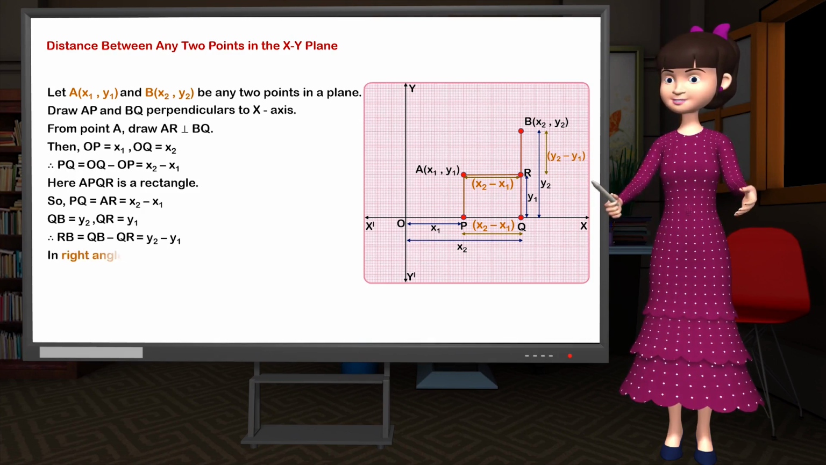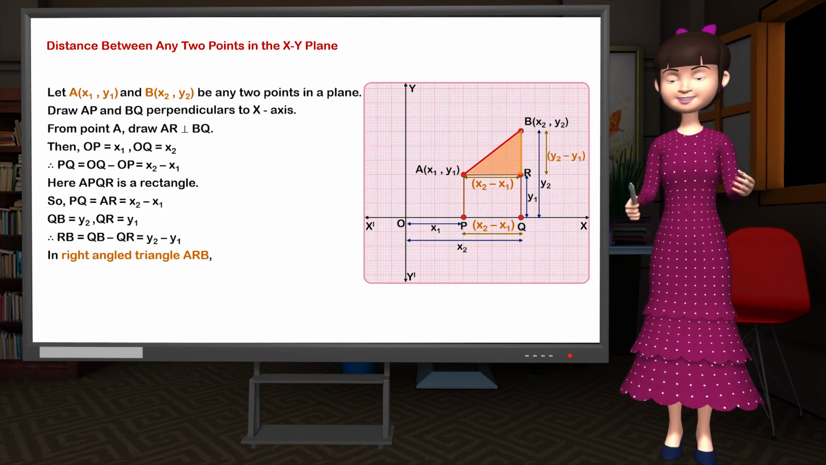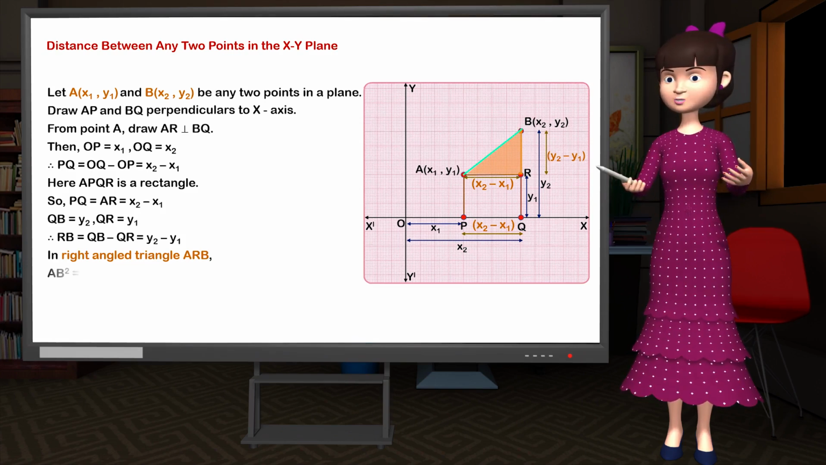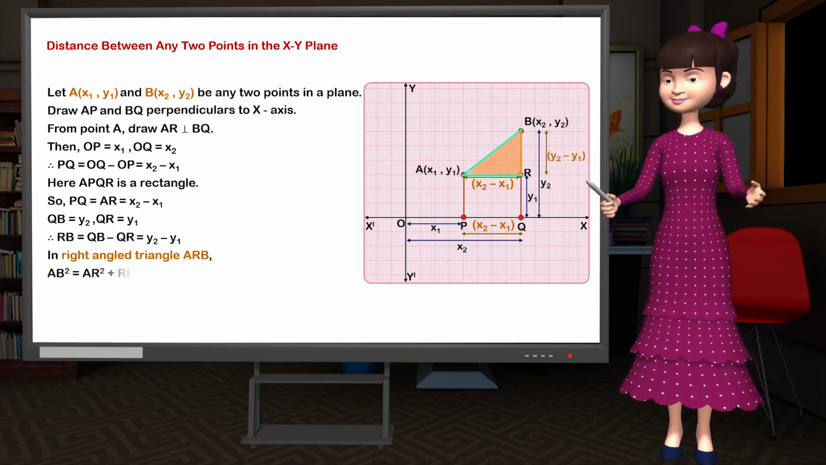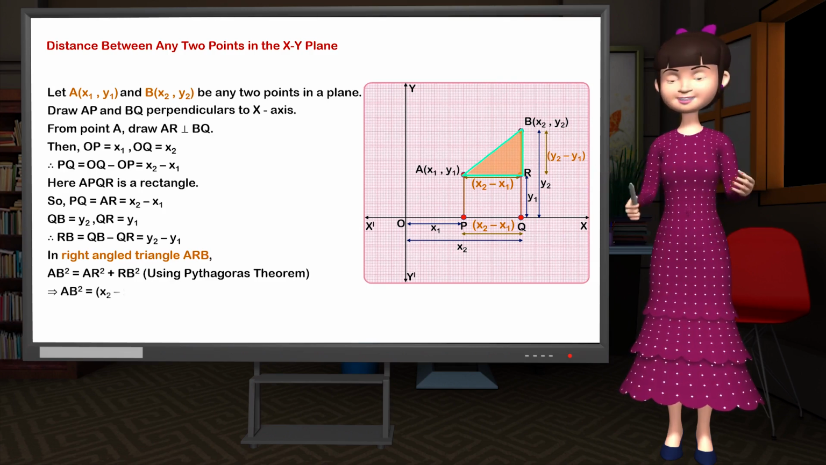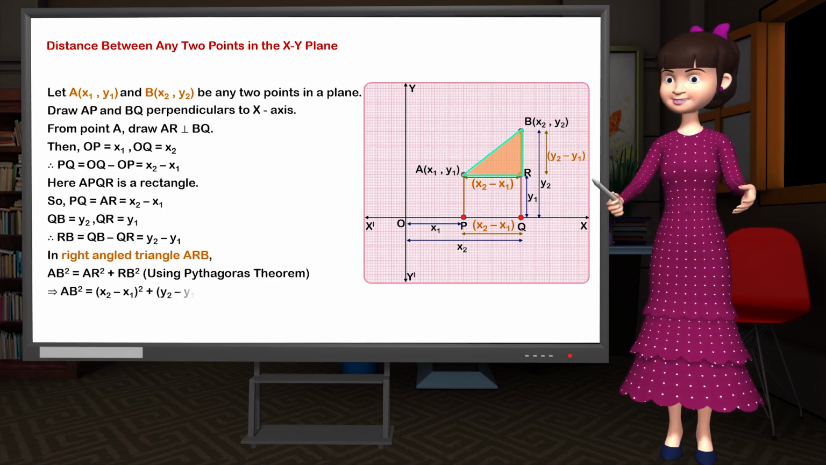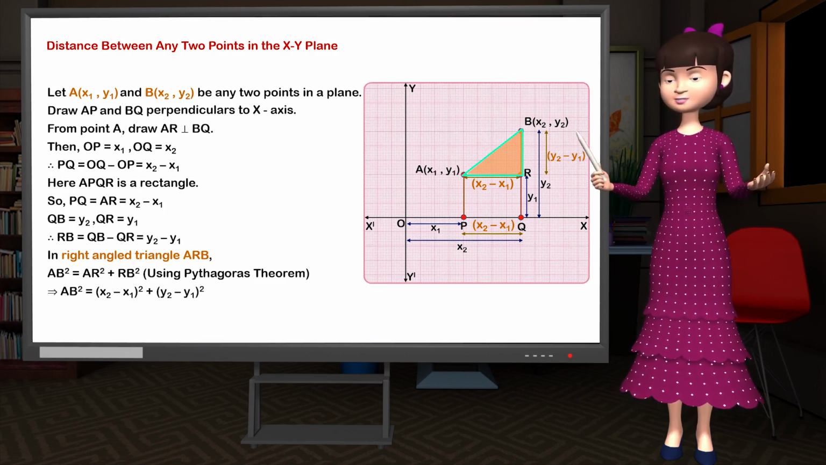In right angle triangle ARB, using Pythagoras theorem, AB square is equal to AR square plus RB square, which implies AB square is equal to (x2 minus x1) whole square plus (y2 minus y1) whole square.